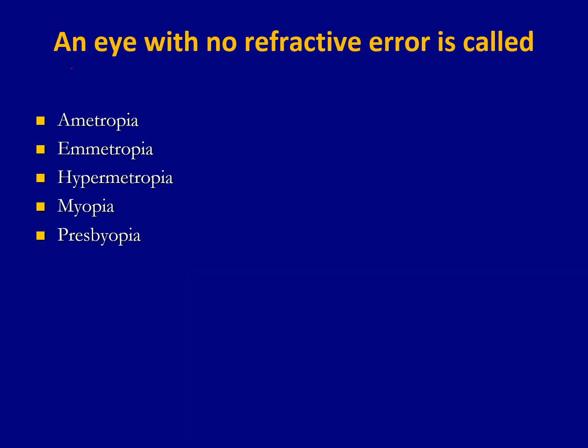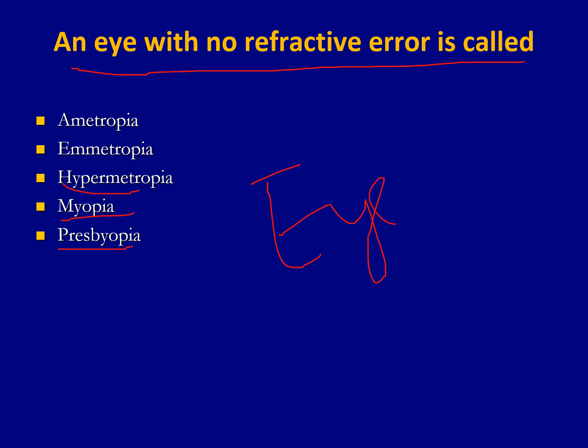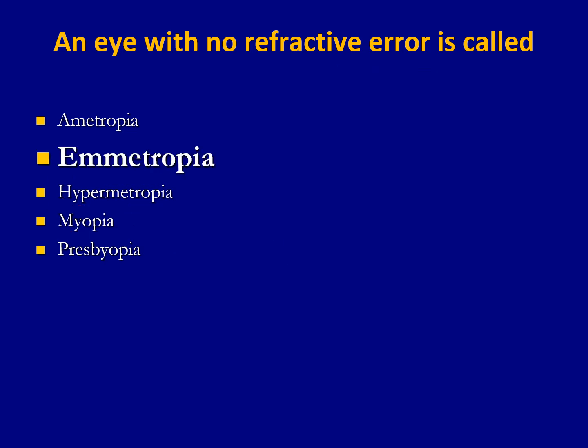An eye with no refractive error is called ametropia, emmetropia, hypermetropia, myopia or presbyopia. Remember from the first slide, a normal eye is emmetropia, so emmetropia would be the answer.